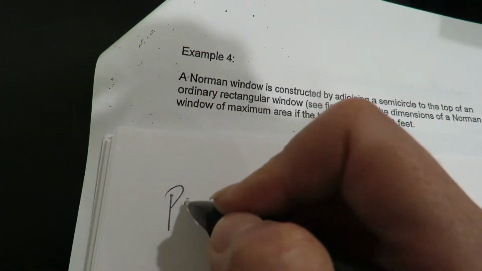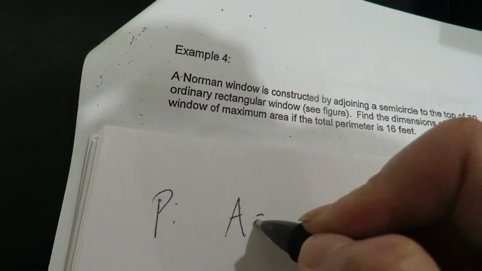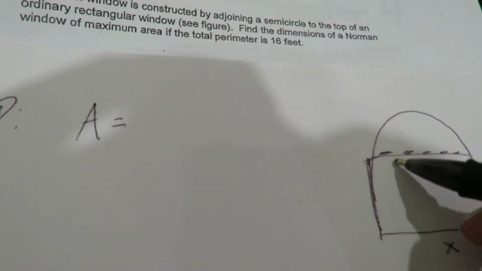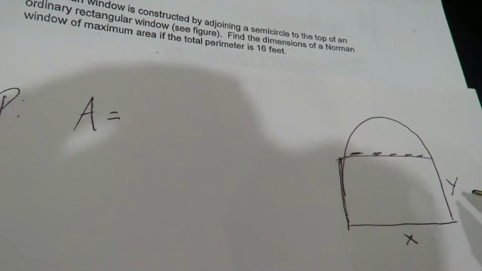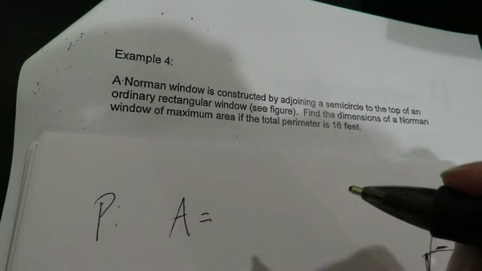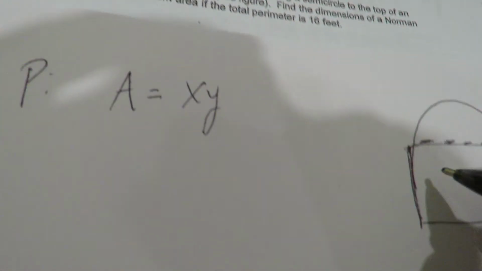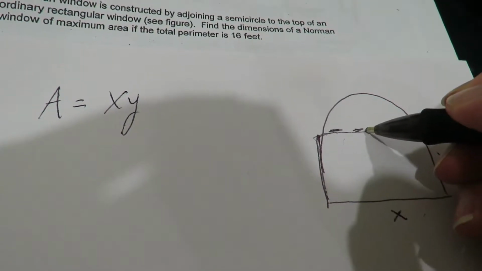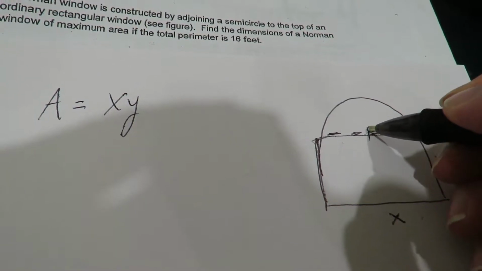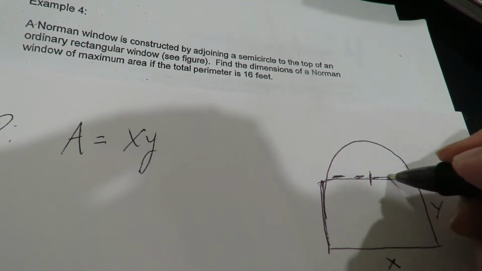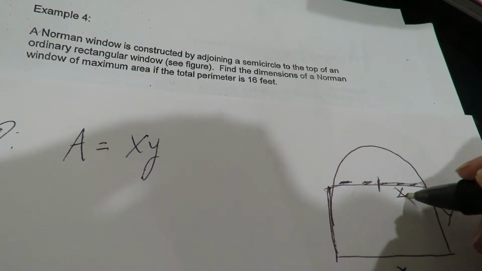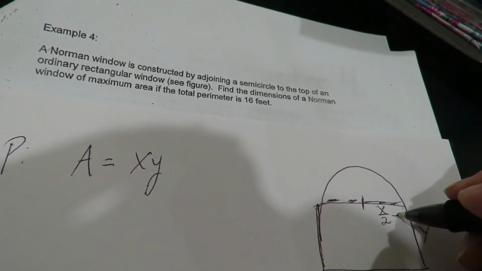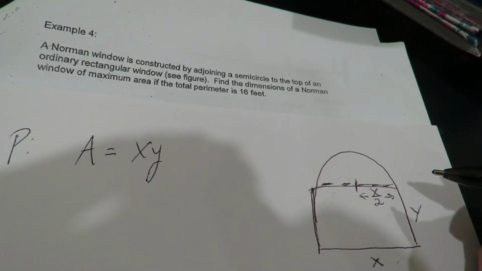So when you do your primary equation, what you're looking for is an area equation. Let's start with the rectangle part of the shape. The area of that would be what? Hopefully you're thinking X times Y. Now for this part, if this magnitude is X, and you're looking at a circle, then halfway has to be half of X, or X over 2, which means the radius of this circle is X over 2.